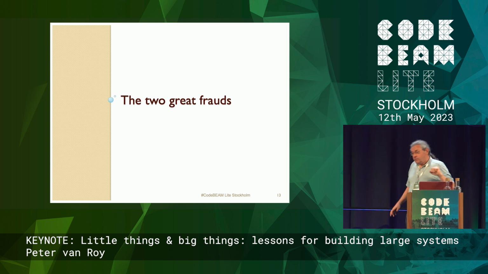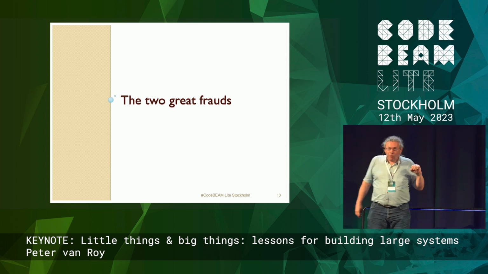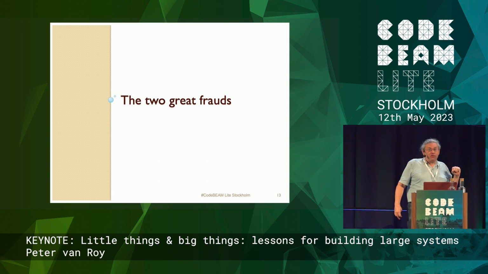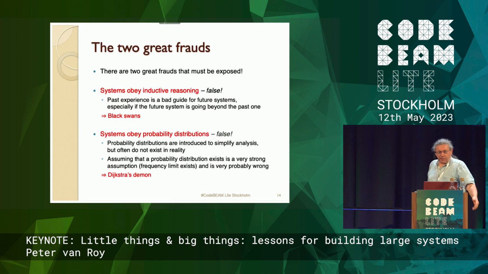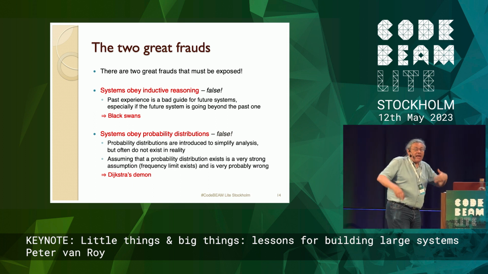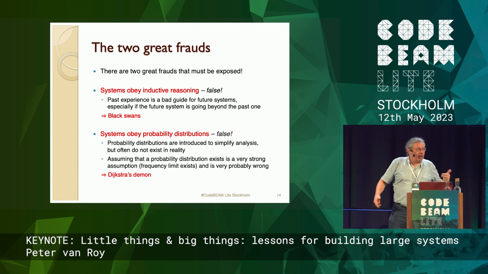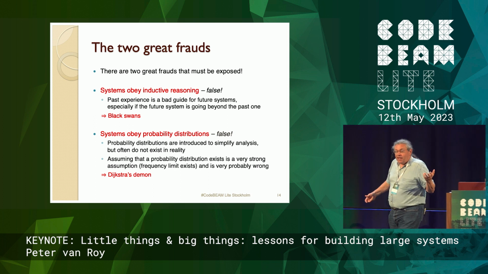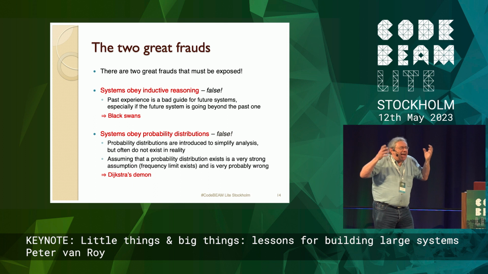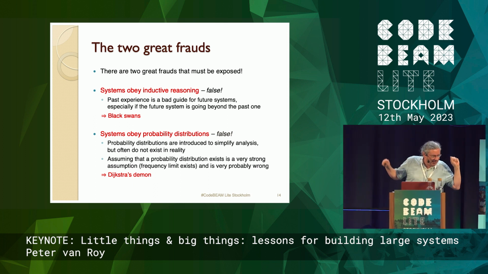When building big systems, there are two ways of doing things that are like frauds that you should not rely on. So I have to warn you against them. The first one is induction, inductive reasoning, which means past experience is a guide for the future, okay? If you're building a system bigger than anything you've built before, probably new things are going to happen, and the old way is not always going to work, okay? And there's this very nice concept called black swans, which I'll mention in a minute.